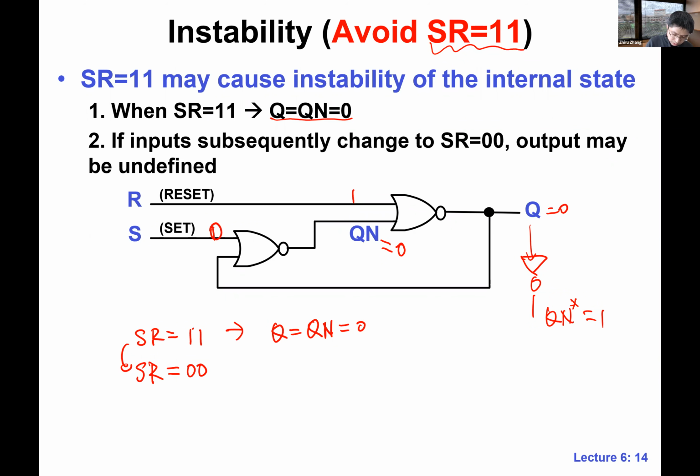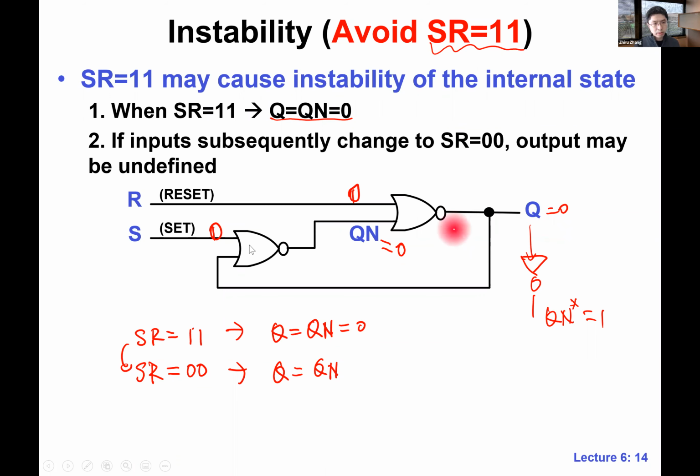Okay, so it becomes 0 and 0, right? So what is the new Q and Qn? Just to be clear, in the previous state, Qn is 0, and Q is also 0. That's the previous state, right?